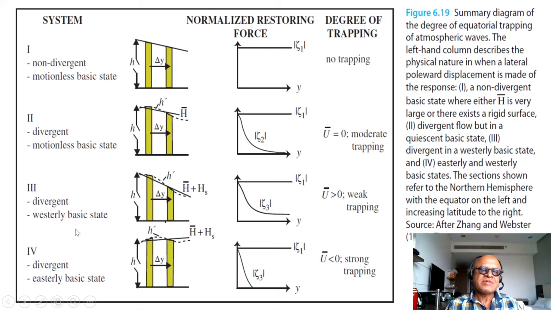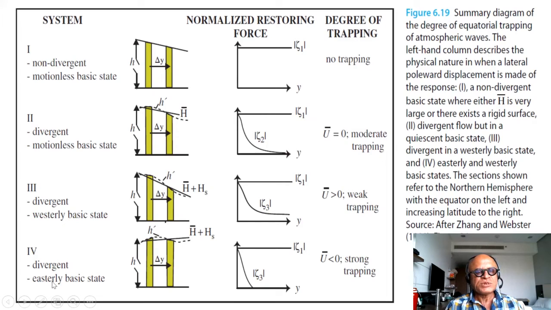If there is a westerly basic state and it has divergent flow, then again you have free surface tilt. Induced vorticity now is going to be also dropping off, but the trapping is weaker because this induced vorticity is greater than this one, which is greater than this one. At least, well, I shouldn't say greater than this one, but we know what you mean. Okay, this is smaller than this one, which is smaller than this one.